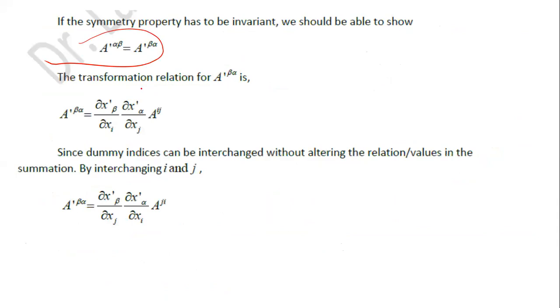Now, we can write a transformation relation for this also between this and Aij. So if you write between Aij and A prime beta alpha, beta and i are the corresponding contravariant indices. So you can write the transformation coefficients as del x beta prime upon del xi. Alpha and j are the corresponding contravariant indices. So del x alpha prime upon del xj.